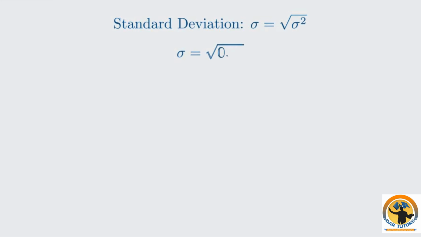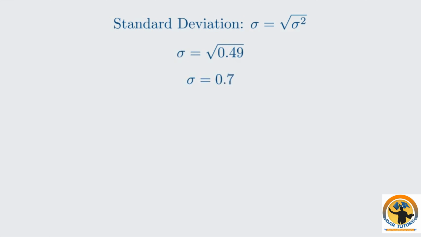Now that we have the variance, we can easily find the standard deviation, which gives us a more intuitive measure of spread. The standard deviation, sigma, is the square root of the variance, sigma squared. In our example, we found the variance to be 0.49. So the standard deviation is the square root of 0.49. This gives us a standard deviation of 0.7.